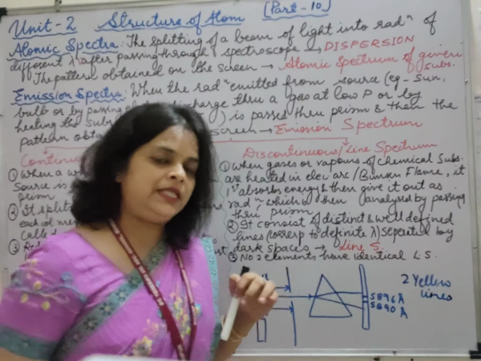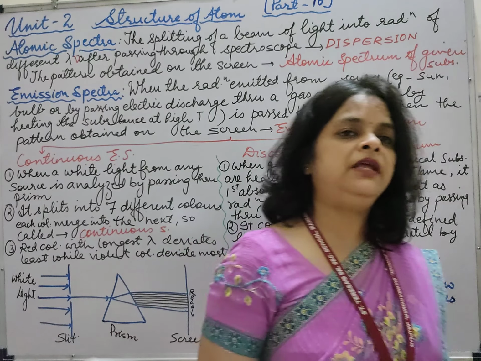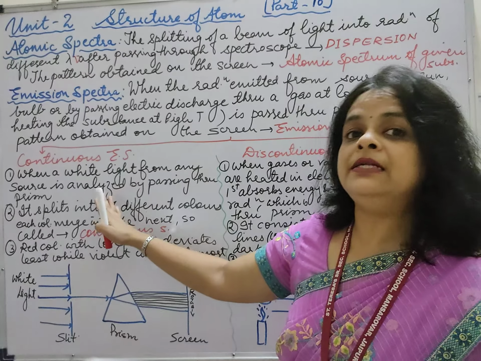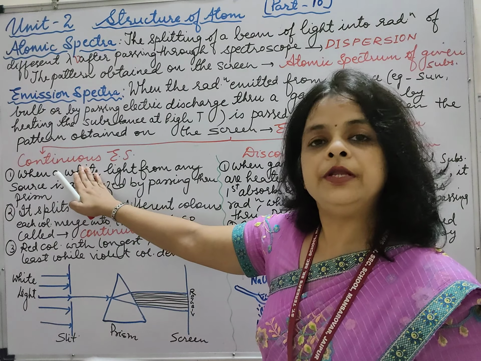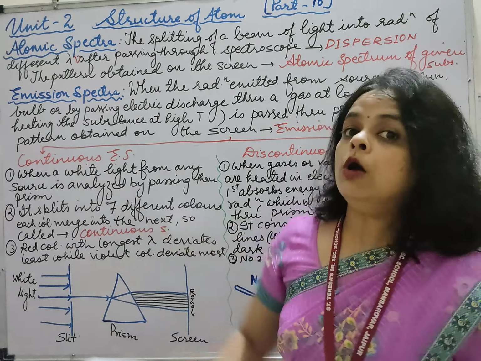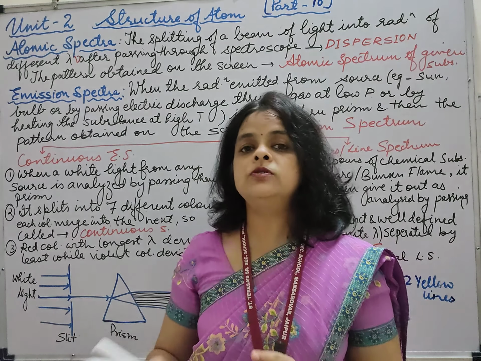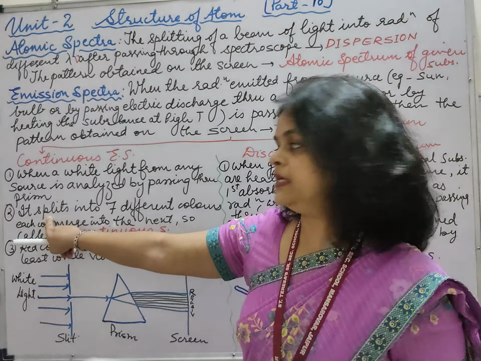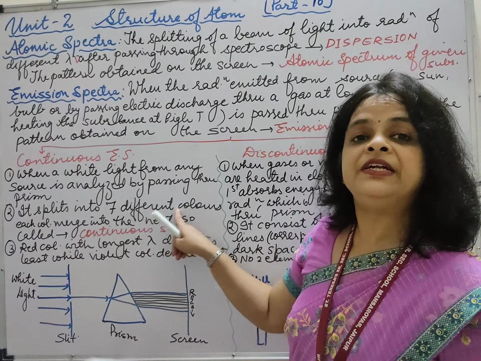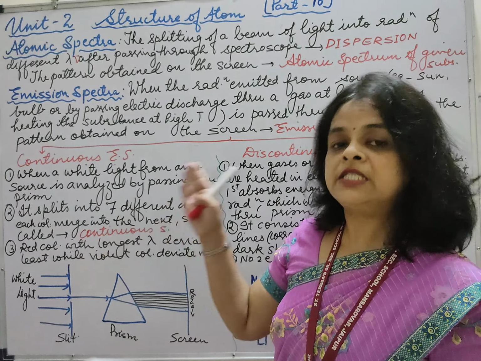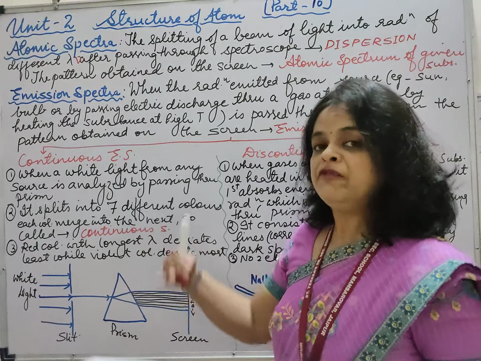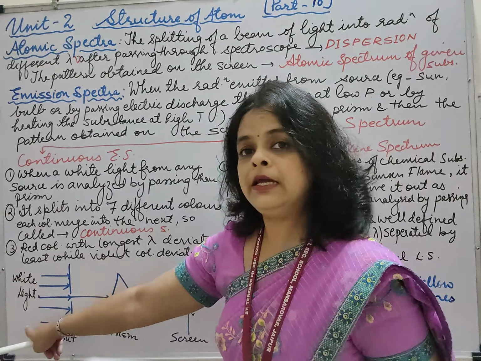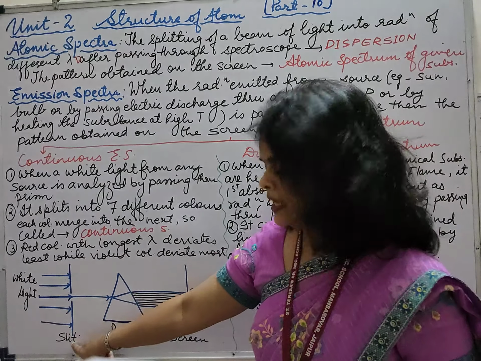Whenever white light, for example from the sun, is allowed to pass through the prism and then analyzed, it will give a continuous emission spectrum. And what will be the specific point of the pattern we get, students? There will be splitting: the white light splits into 7 different colors, from violet to red. You can see the diagram over here. White light is allowed to pass here and a slit has been taken.